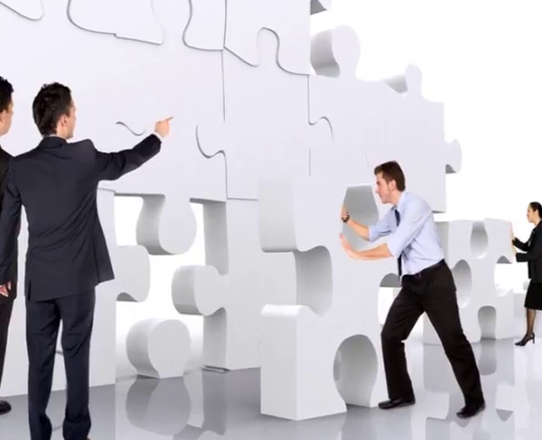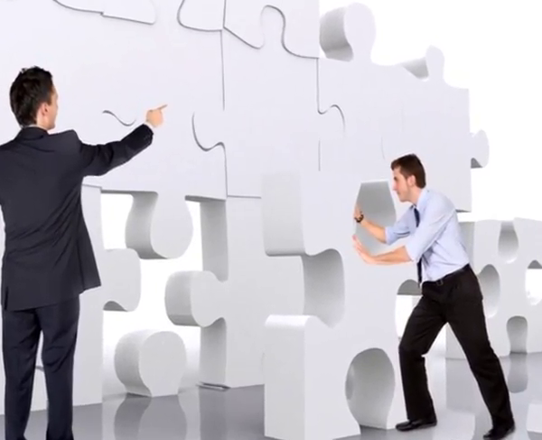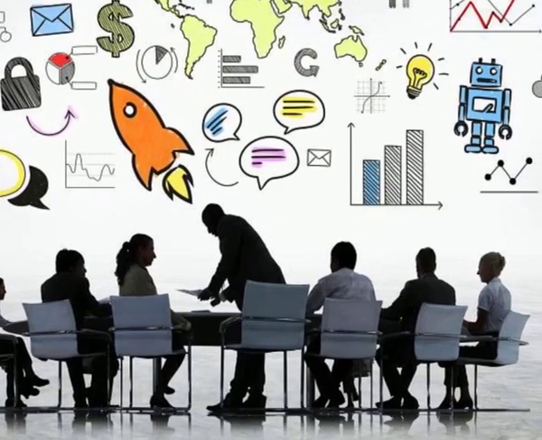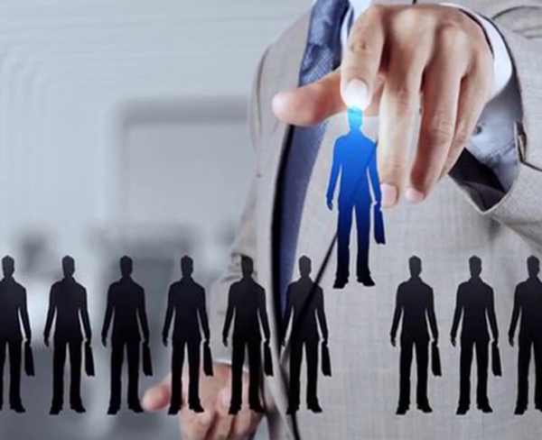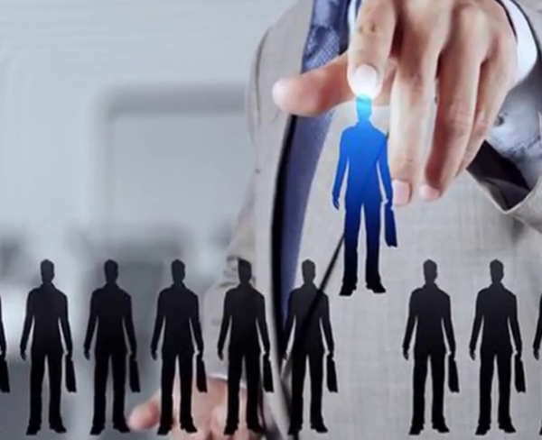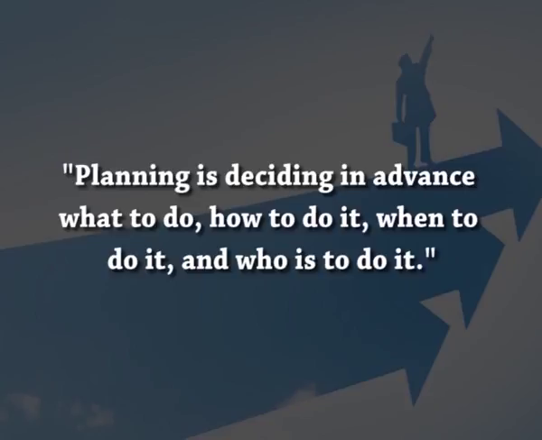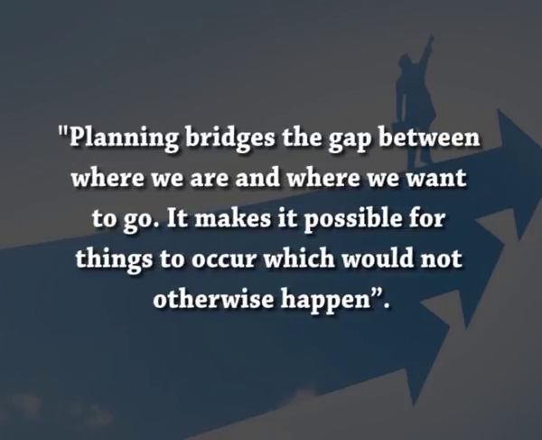Planning basically bridges the gap from where we are to where we want to go. In the absence of planning, events are left to chance. A plan is today's projection for tomorrow's activity. According to Koontz and O'Donnell, planning is deciding in advance what to do, how to do it, when to do it, and who is to do it. Planning also bridges the gap between where we are and where we want to go. It makes it possible for things to occur which would not happen otherwise.